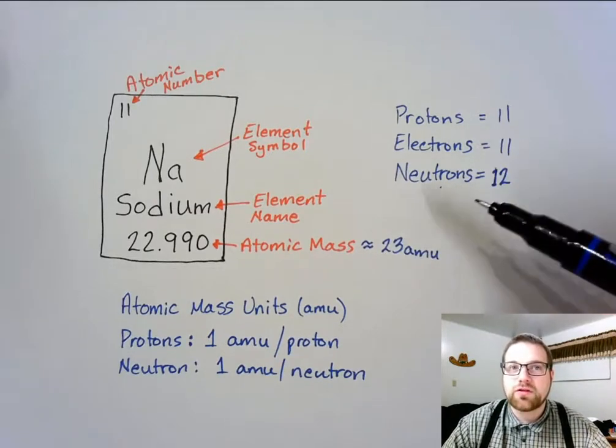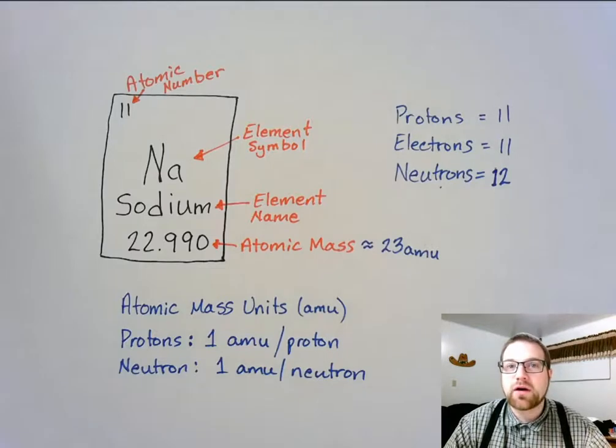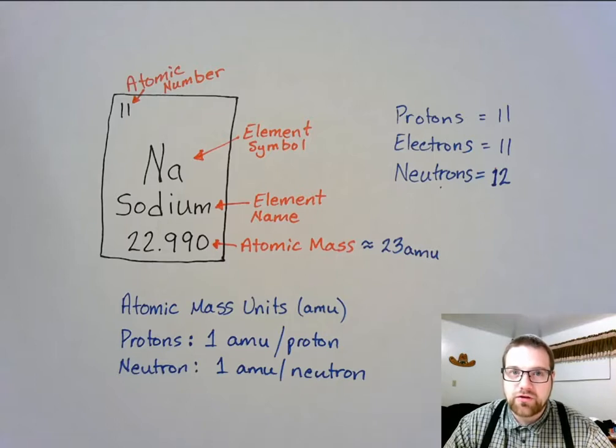So hopefully this serves as a quick reminder of how you can use the periodic table and each of the boxes of information for the different elements, and find out the number of protons, neutrons, and electrons using the information given on the table.